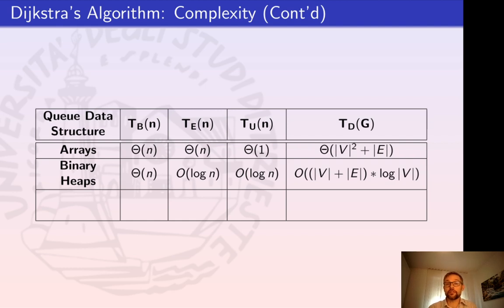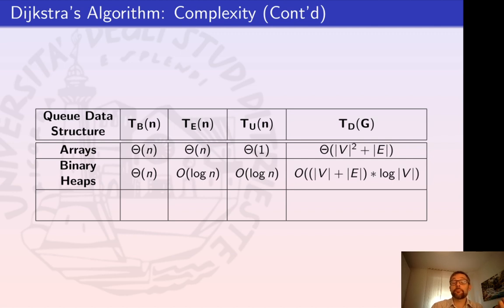So the complexity of building the binary heap, of course, is theta of n. We already saw why. The complexity of extracting the minimum element on the binary heap is of course big O of log n, because the minimum is the element on the root, and you simply have to replace the element on the root with one of the leaves, the rightmost leaf, and then call heapify, which takes time big O of log n.